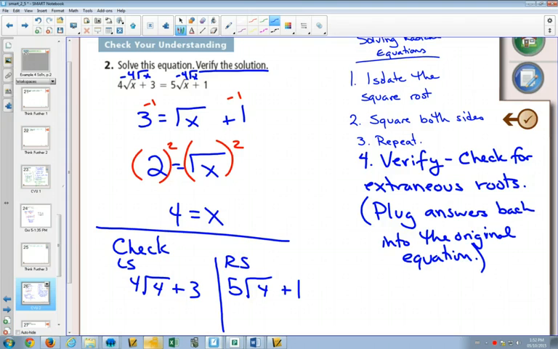So we're going to check, what is this equal to? 4 times 2 is 8. Plus 3, this side is equal to 11. 5 times 2 is 10. Plus 1, this side is equal to 11. So with our check, it worked on both sides, so we know that this is the answer, and that that answer works.